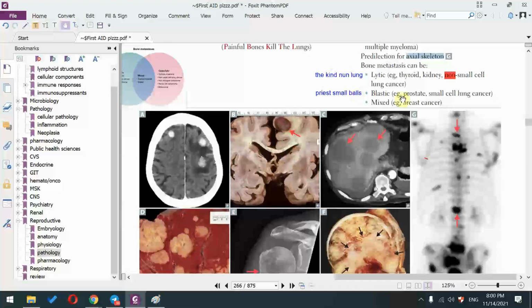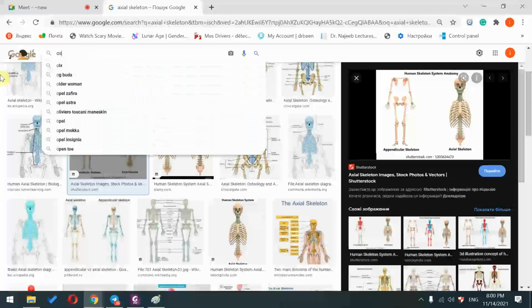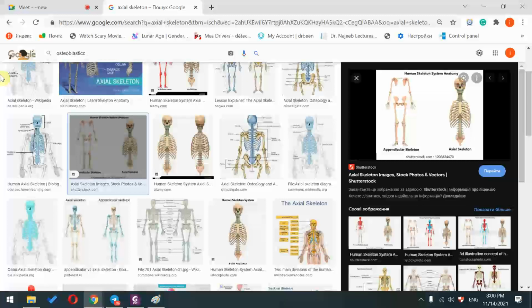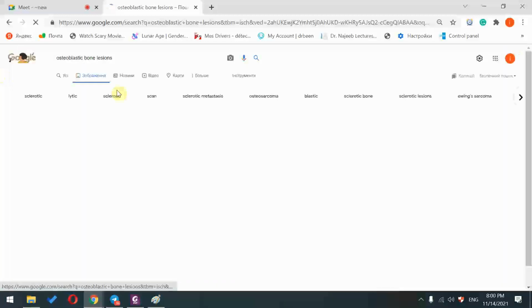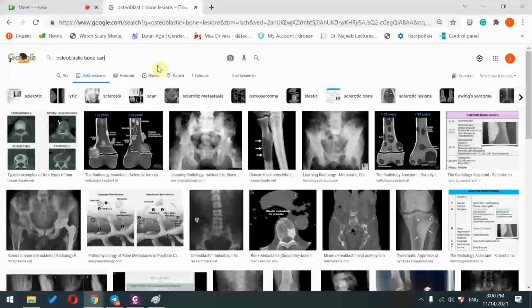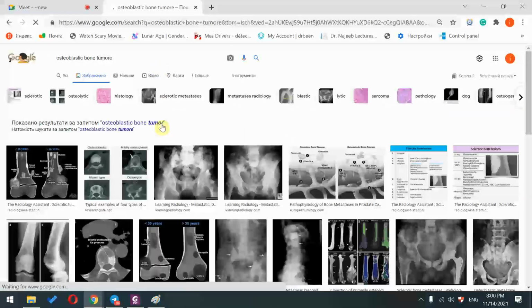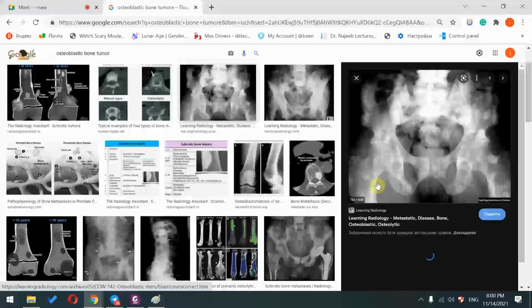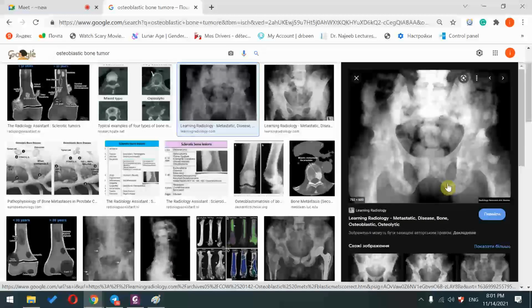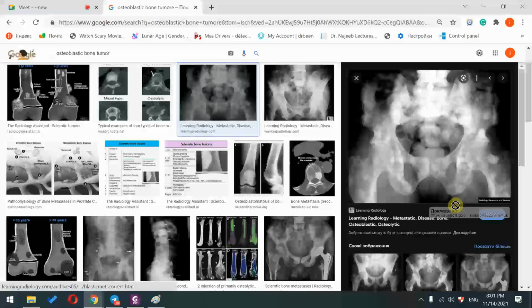So also the blastic ones include the prostate and the small cell lung cancers, okay? Of the breast, do not be tricked, it can be both. But let me show you an osteoblastic bone cancer. Okay, as you can see here in this picture, there is what? Increased white. Yeah, so this is an osteoblastic lesion. Do not be tricked. This patient actually has both osteolytic and osteoblastic. Take a look.